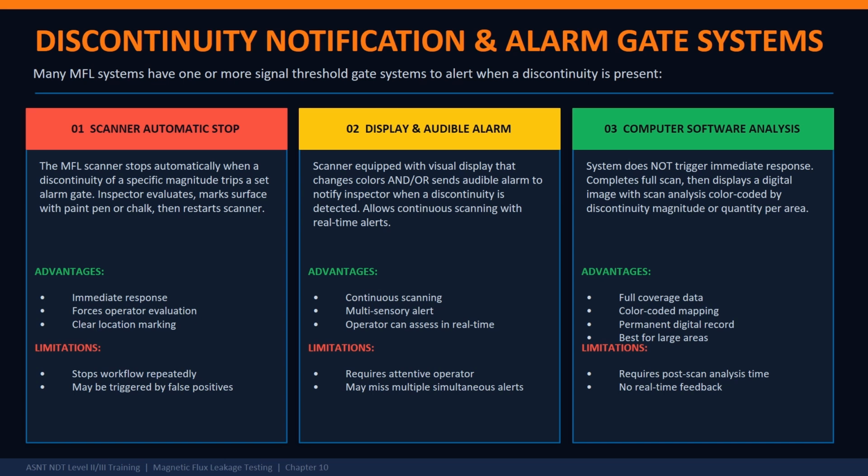Method 2, audible or visual alarm. This method gives continuous alerts. Beep, flashing display, color change. Advantages: continuous scanning, fast operator awareness. Limitation: human attention. Here's a common mistake I see on site. Fatigued inspectors miss alarms. That becomes a serious risk.